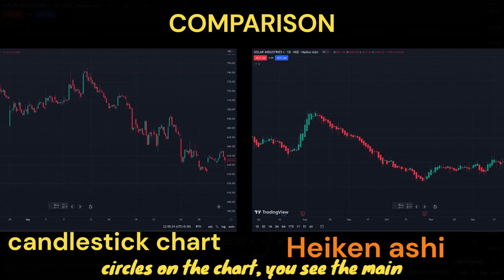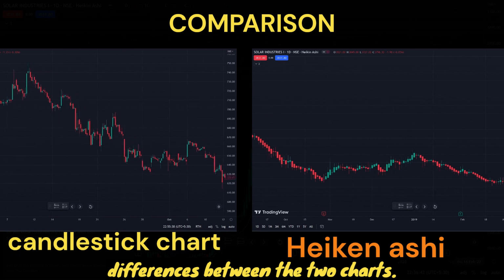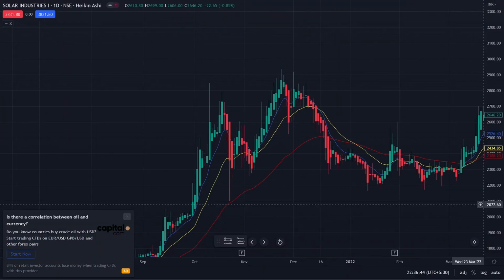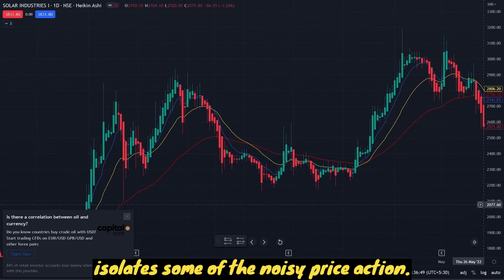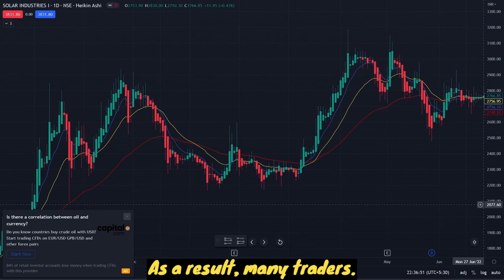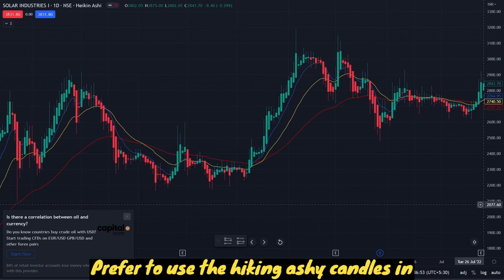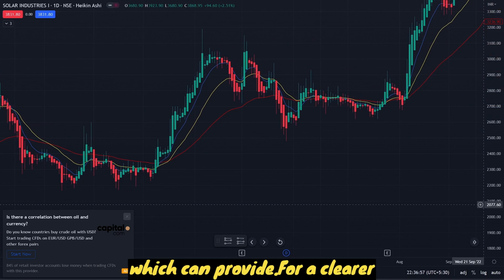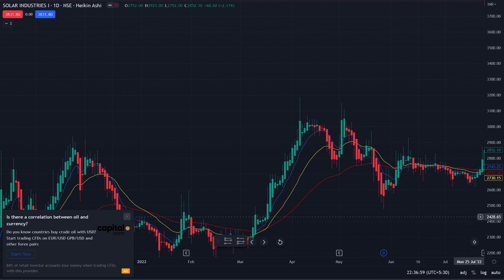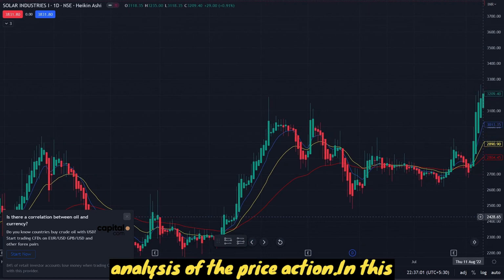Referring to the colored circles on the chart, you see the main differences between the two charts. Notice that the HeikinAshi chart isolates some of the noisy price action. As a result, many traders prefer to use the HeikinAshi candles in order to isolate the noise on the chart, which can provide for a clearer analysis of the price action.